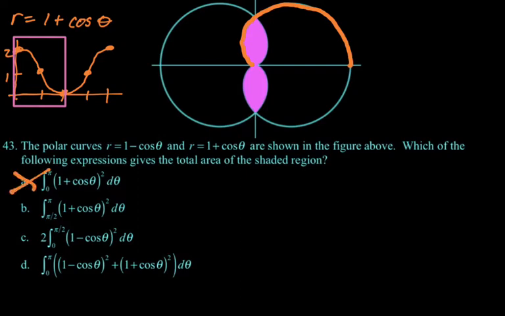So A is out because of the 0 to pi, and that means that D is also out because of the 0 to pi. I was eliminating D right away. So A would have given me 1 full cardioid, I guess, and I don't want that. So now the question is, is it B or is it C?